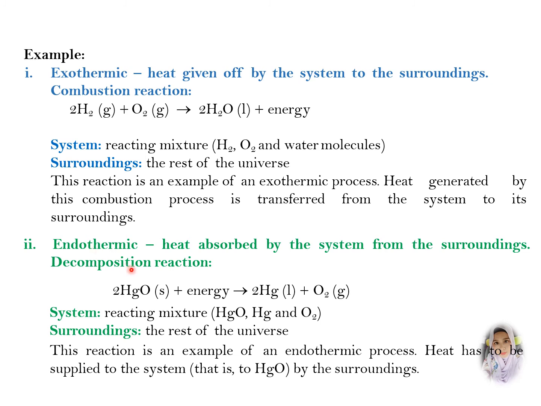For the endothermic reaction, heat is absorbed by the system from the surroundings. For example, the decomposition reaction, where the system is the reacting mixture, while the surroundings are the rest of the universe. In the endothermic reaction, heat has been supplied to the system by the surroundings to decompose the mercury compound.